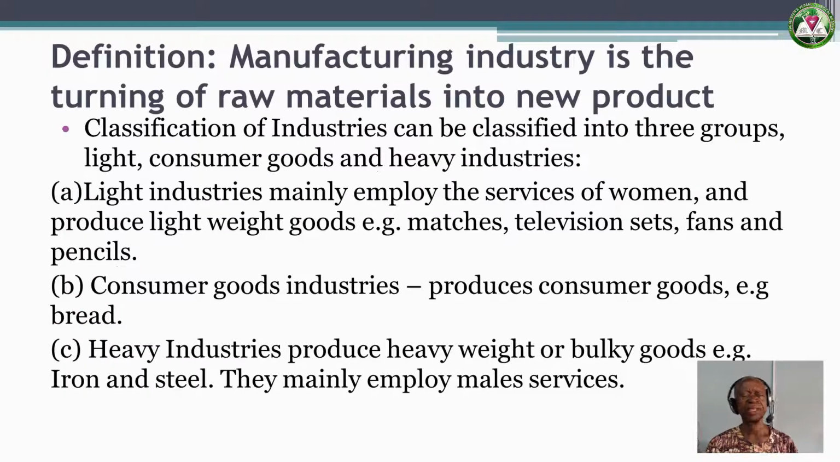Let's take up the definition. Manufacturing industry is the turning or changing of raw materials into new products. Manufacturing industry, in brief, is changing raw materials into new products.